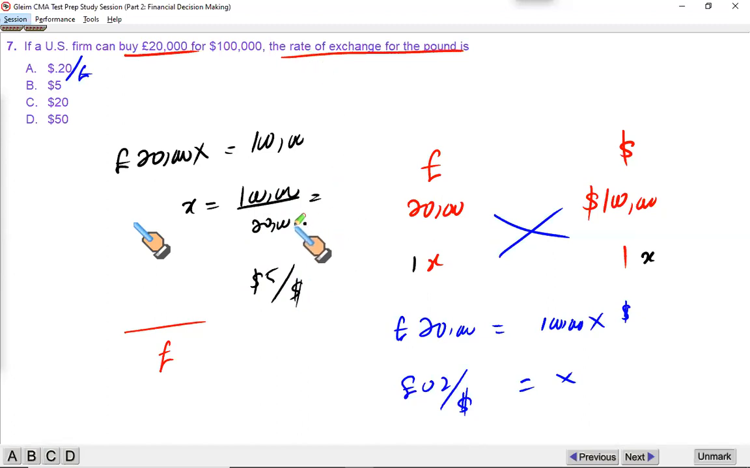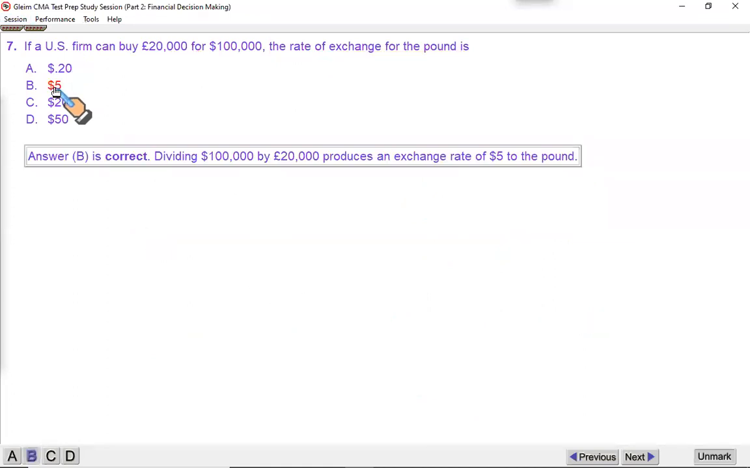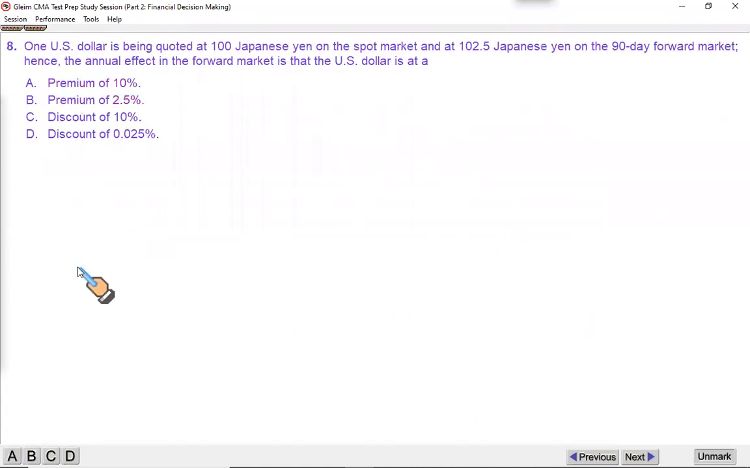There is always a base currency and the counter currency. So remember, it's either dollar per pound or pound per dollar. So you need to see what exactly is the requirement of the question. So it is dollar per pound. So that's going to be B. Right? Okay, next.